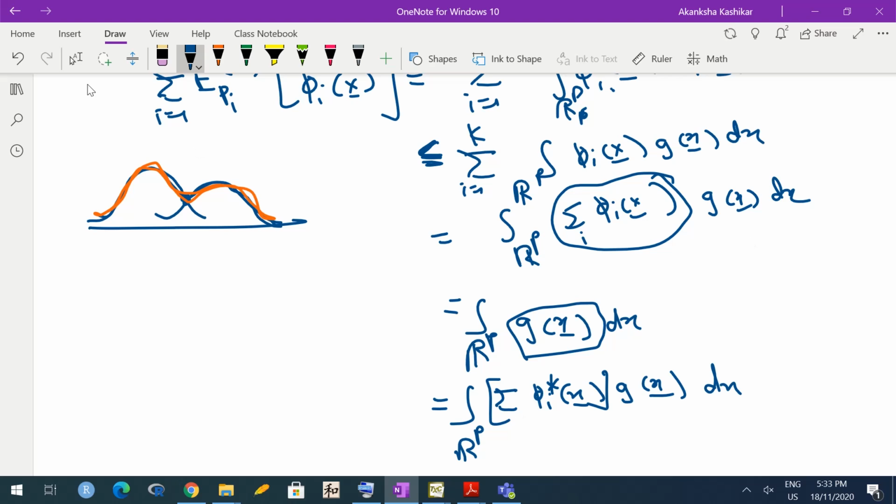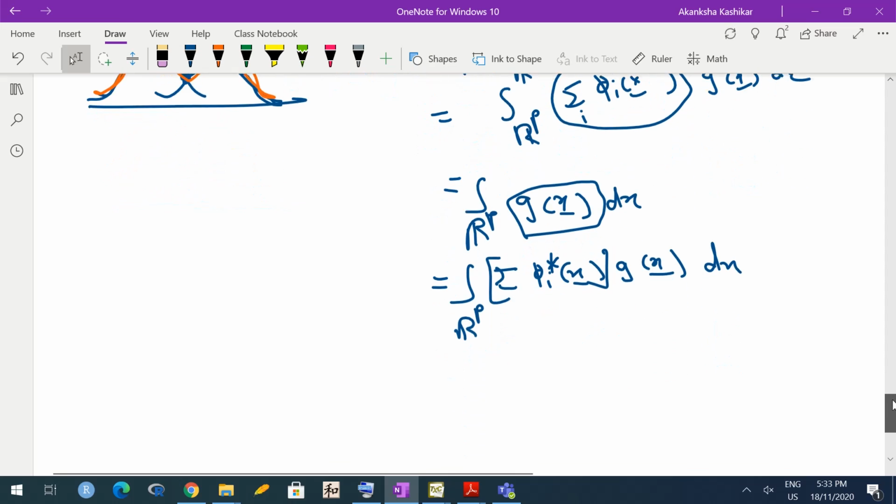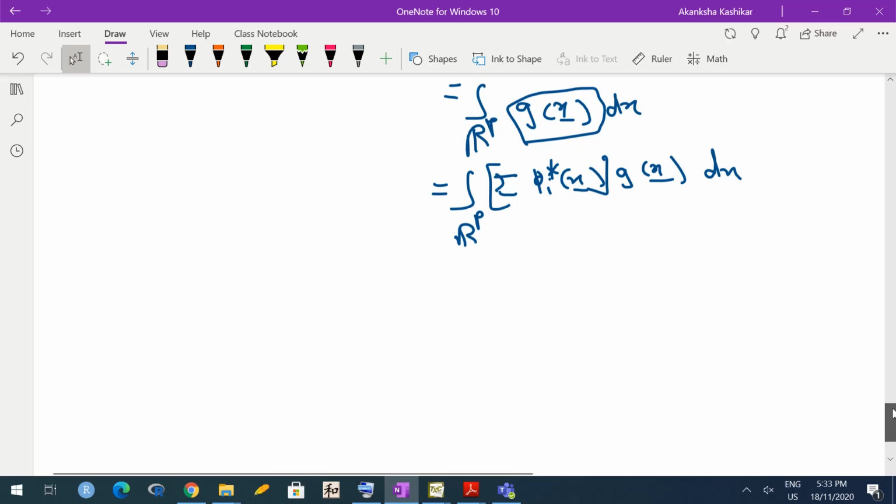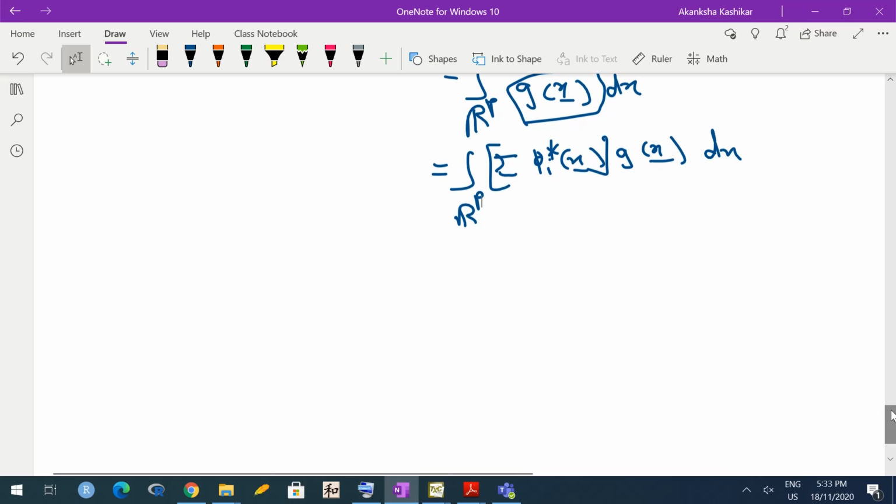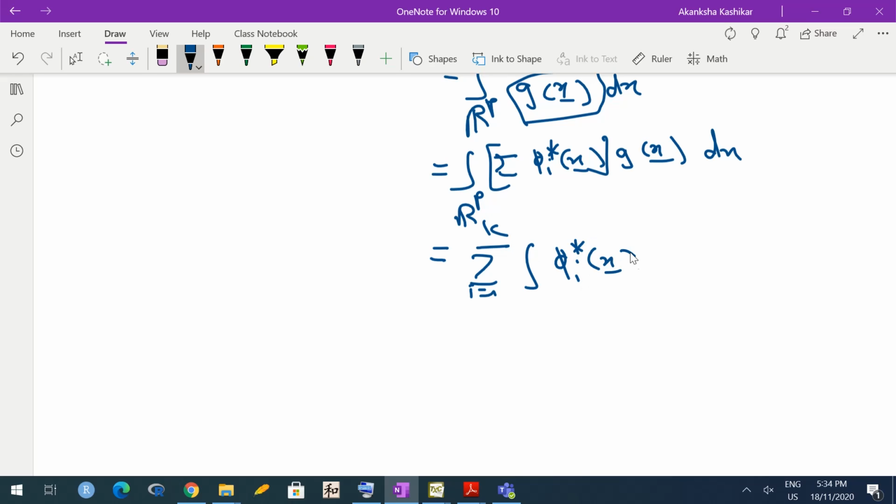Okay, so basically I am doing the same thing. Earlier, summation phi I x I wrote as 1, and now I am bringing in phi I star because somehow we want to bring in that optimal rule. Okay, now this is the same as the sum over I going from 1 to k of the integral phi I star x Gx dx.